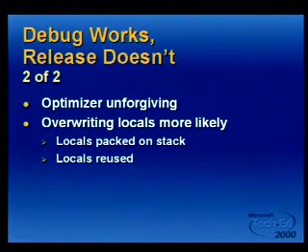So remember, the optimizer is really unforgiving. The locals are overwritten all the time, and they're packed really tight. So if you're overrunning, you're likely to hit things that are packed tight together. And the best thing to do is look at the disassembly. It's going to set you free.